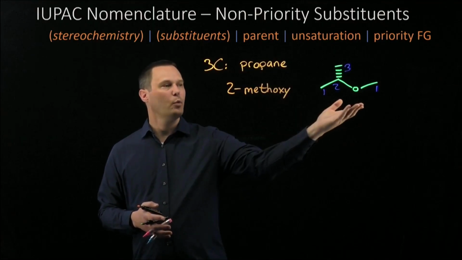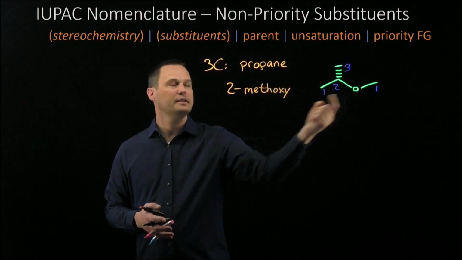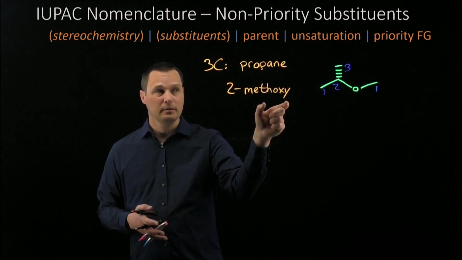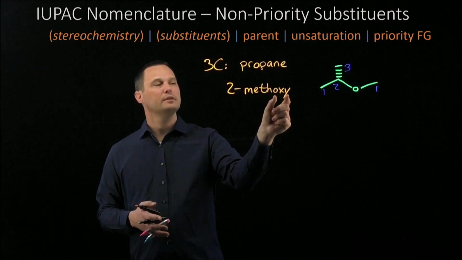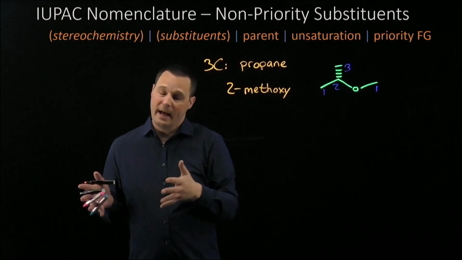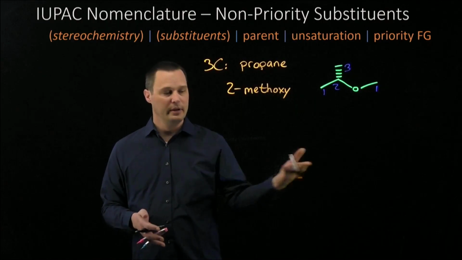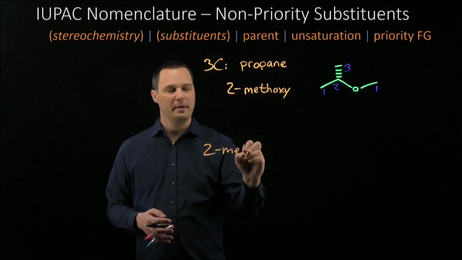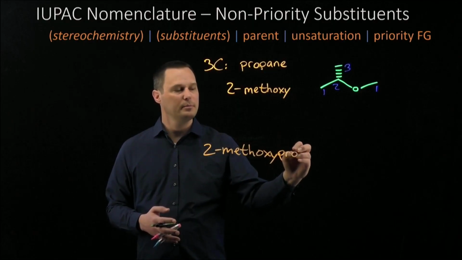Meth is our syllable for 1 carbon. Oxy is our syllable that tells us it's an ether substituent. We do not say methyloxy, just the syllable for the number of carbons and the syllable to tell us that it's an ether, not a hydrocarbon substituent. Now we can construct the name. There's only the 1 substituent, so we'll start with 2-methoxy and finish with our parent, propane.